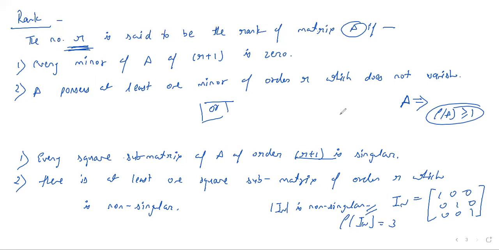The rank of a zero matrix: if we have a zero matrix, then the rank of the zero matrix is taken as 0. This is the only matrix which has 0 rank. Otherwise, if there exists some non-zero element in the matrix, it should have a rank greater than or equal to 1. Now let's see this through examples.